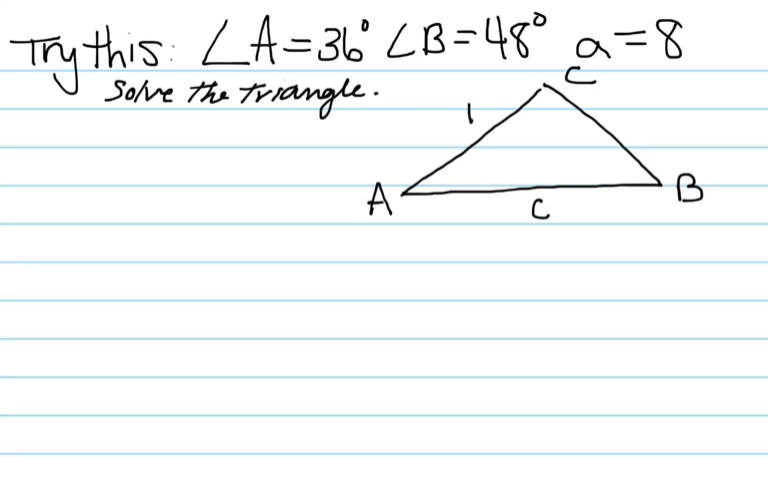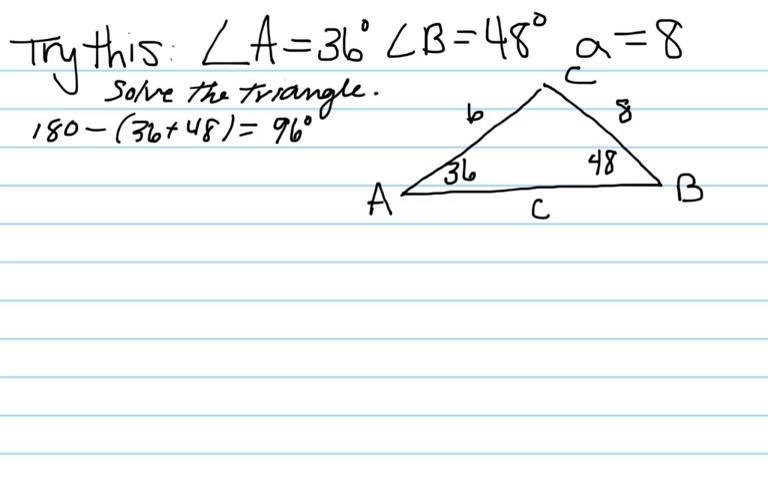We don't have little b, but we do have side length A, which is 8. We have 36 for A and 48 for B. Easy enough, we can say 180 minus (36 plus 48), and that's going to give us a third angle of 96 degrees. That's a piece of cake. That's easy. You always want to see that.